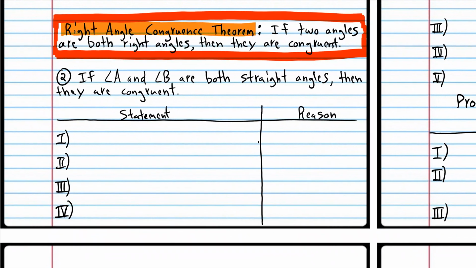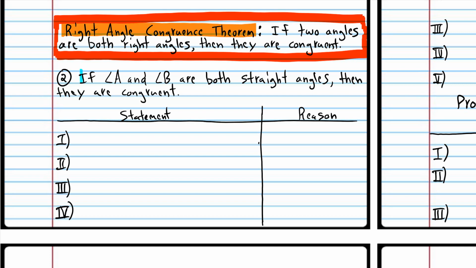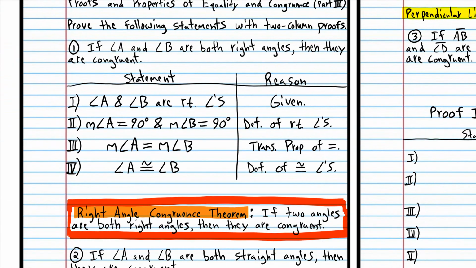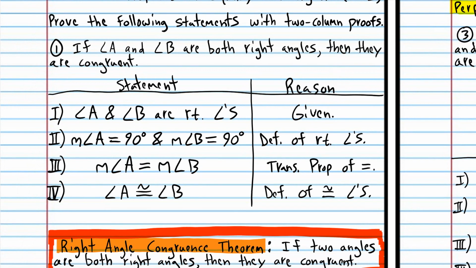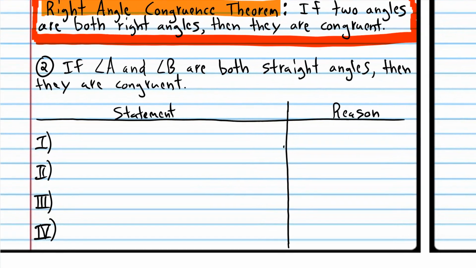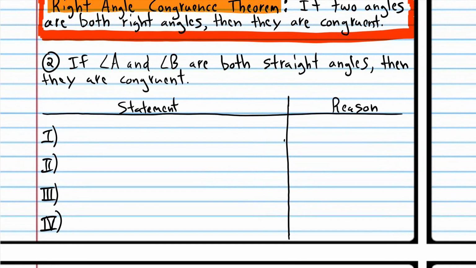So now I want you to prove a very similar statement. If angle A and angle B are both straight angles, then they are congruent. Now remember, a straight angle is an angle whose measure is 180 degrees. That's just the definition of a straight angle. Now I want you to go ahead and take a screenshot of this problem that we just did, and that's going to help you with this problem. I want you to do this problem on your own. It's going to be almost exactly the same as the problem we just did, but now we're dealing with straight angles. So go ahead and try to prove this statement, and when you come back, we'll do it together.